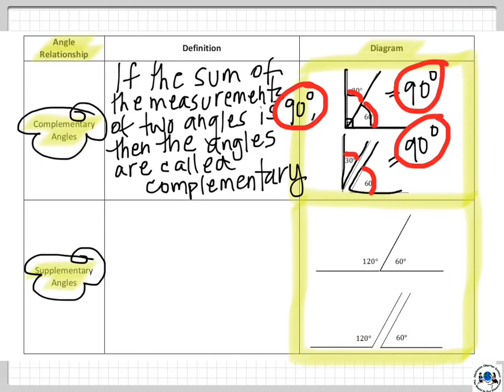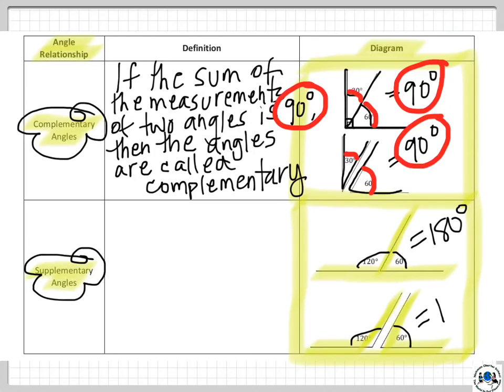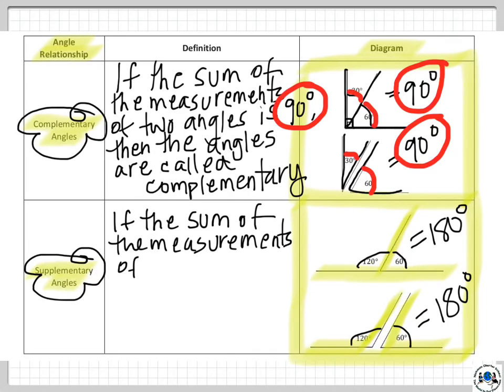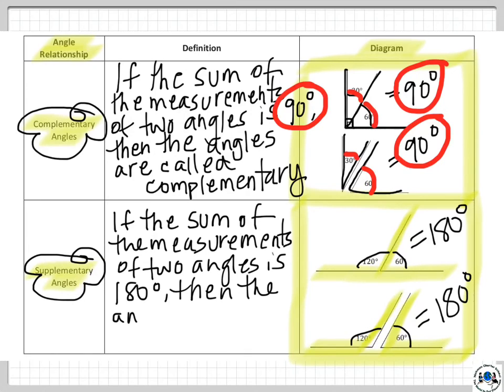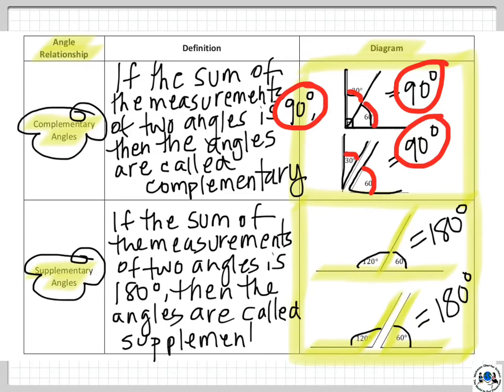All right? Therefore, if you hadn't gotten that before, you've probably realized already the supplementary angles. These right here are angles on a line, which are not only angles on a line, but they're also adjacent. And you can see what angles on a line are always going to be. They're always going to equal 180 degrees. But supplementary angles do not always need to be connected, or sharing any side or ray, as long as they equal 180 degrees. Therefore, our definition: if the sum of the measurements of two angles is 180 degrees, then the angles are called supplementary.